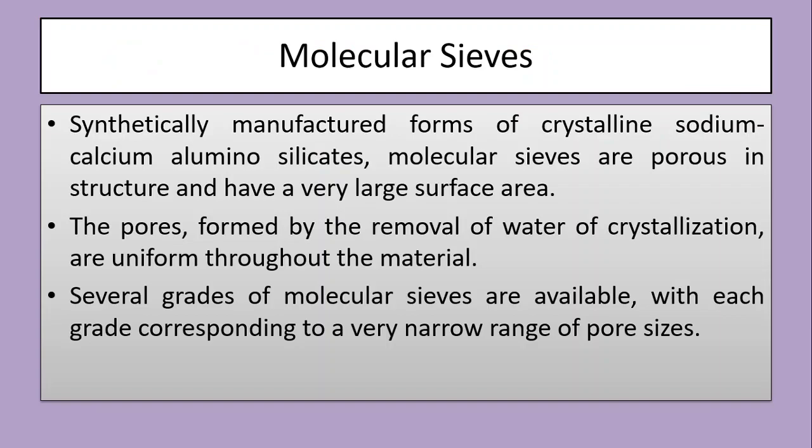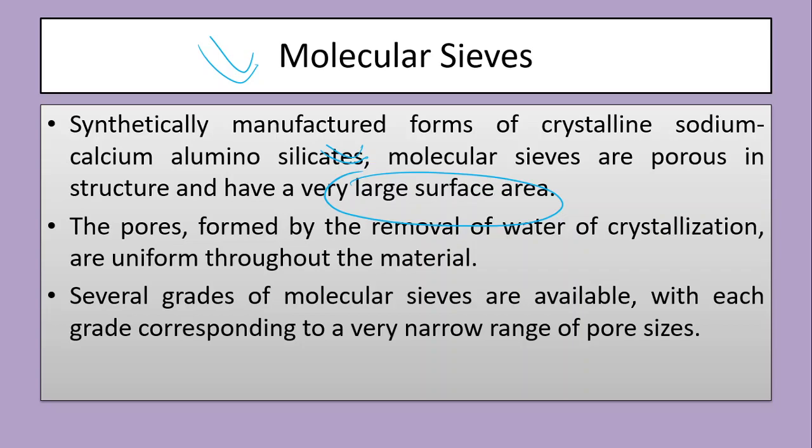This is the second one, that is the molecular sieves. This is also one example of the adsorption process. Basically, it is a synthetically manufactured form of crystalline sodium calcium aluminosilicates. The molecular sieves are porous in structure and have a very large surface area. That is one of the very good features of molecular sieves.